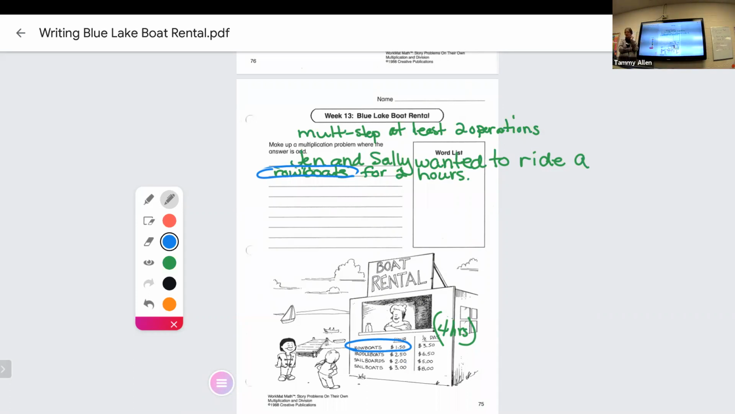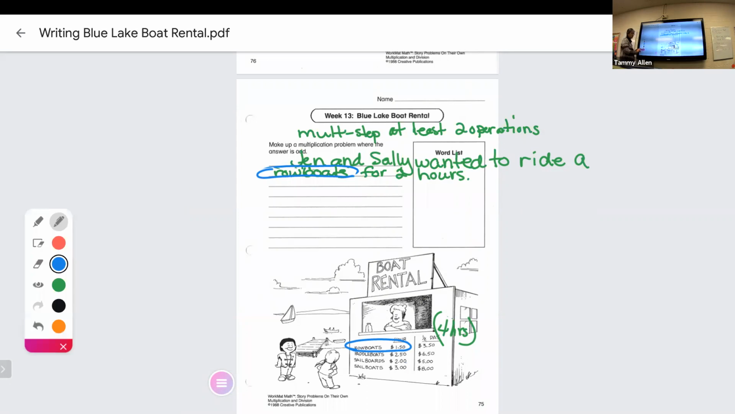So should we write our equation first to make sure we're going to get an odd answer before we write our story? Yeah. Okay. So let's go write our equation and then talk about our story. That seems to work well for us, hasn't it, over the course of the year? So let's go to that. Let's find an equation that's going to work for us. It needs to be multi-step. It needs to come out to an odd answer.